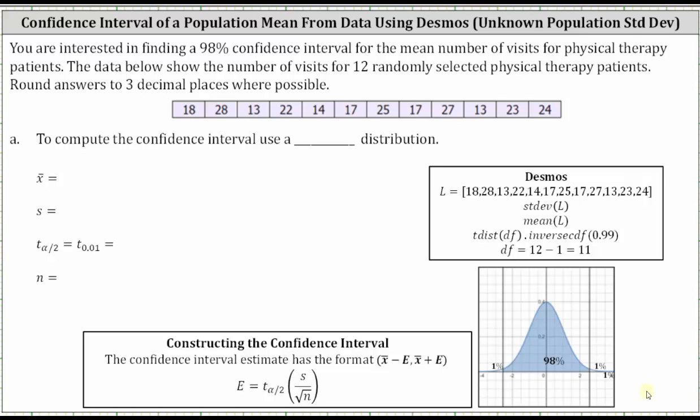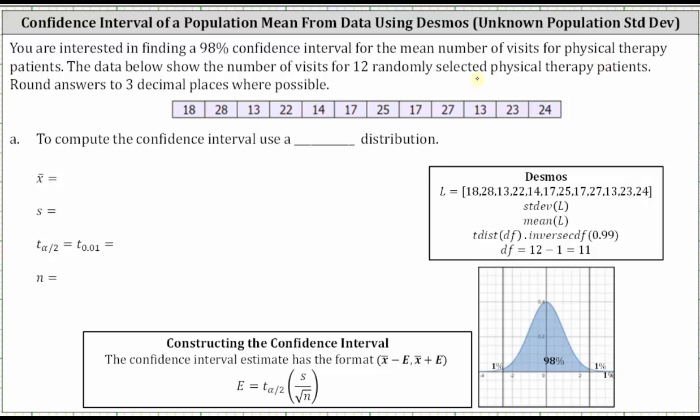This lesson will show how to determine a confidence interval of a population mean from data using Desmos with an unknown population standard deviation. You're interested in finding a 98% confidence interval for the mean number of visits for physical therapy patients. The data below show the number of visits for 12 randomly selected physical therapy patients.